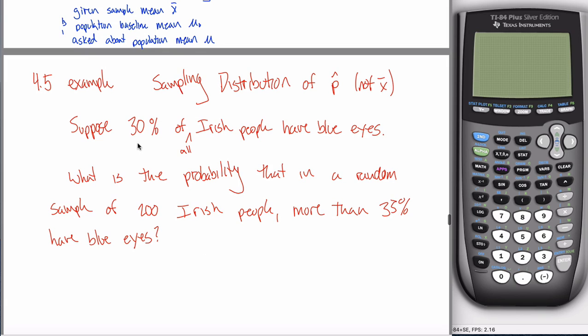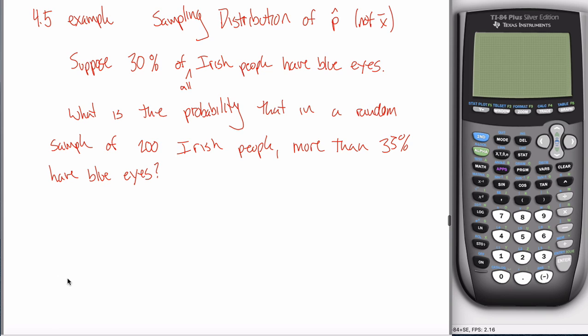All right, so I know the population proportion is 30%. So if I grabbed any number of Irish people, 200 for example, I'd expect 30% of them to have blue eyes. But not necessarily, maybe just by dumb luck in my sample, more of them have blue eyes or less of them have blue eyes. There's going to be some variance because this is a sample, not a population. And so I might ask you that if I create a sample out of 200 people, what's the probability that more than 35% of them have blue eyes?